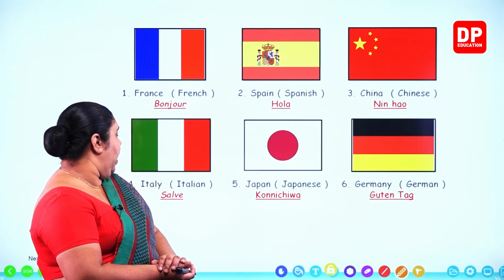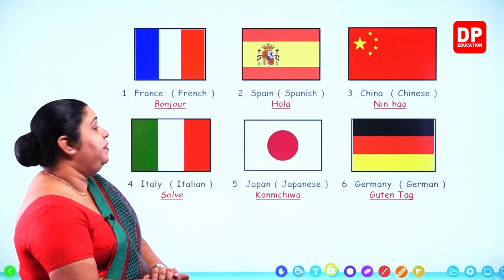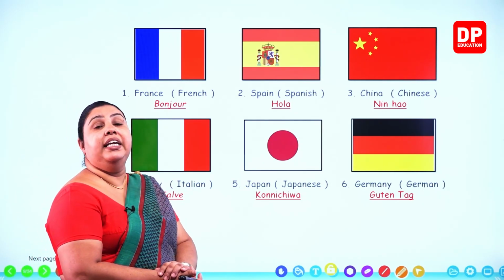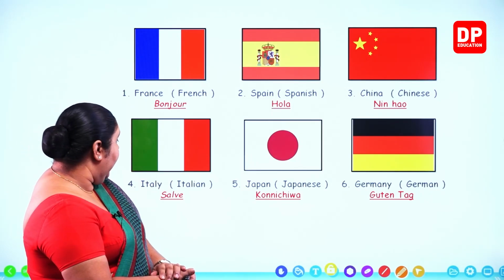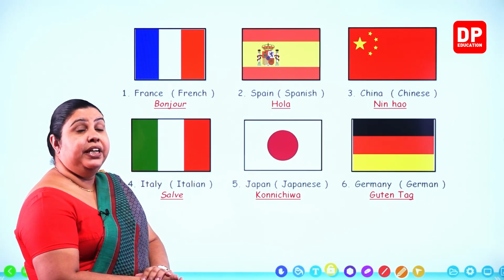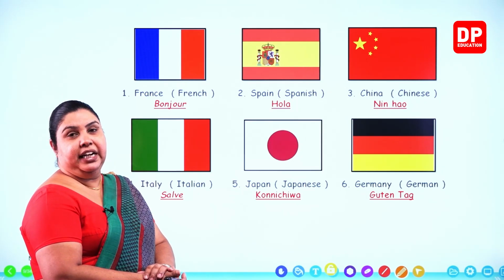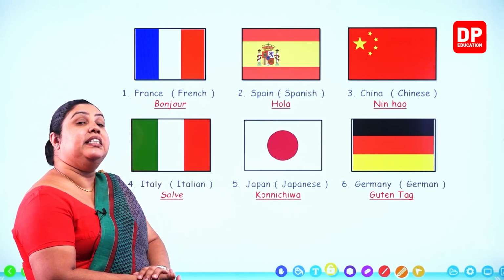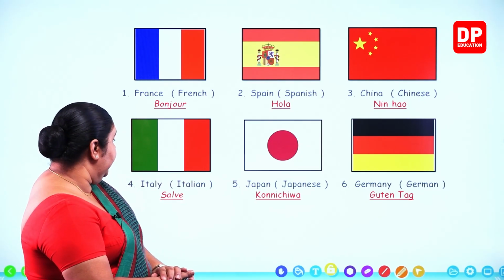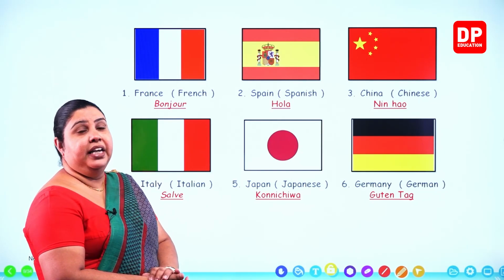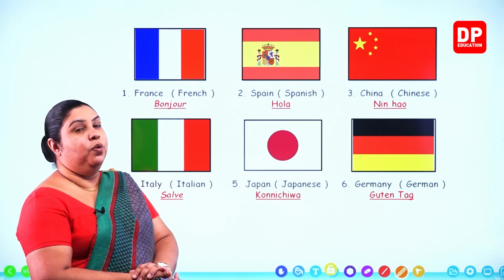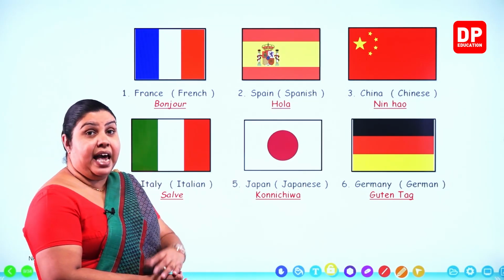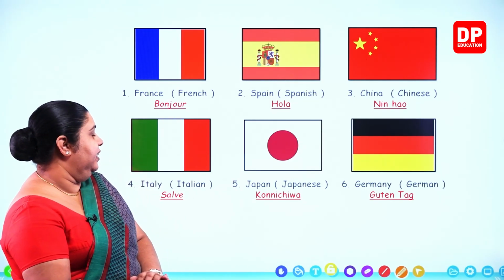Then our next one, Italy. This is the flag of Italy. We call them Italian people in English. The language they speak is Italian. So they say salve. Like we say ayubowan, they say salve and they greet each other.